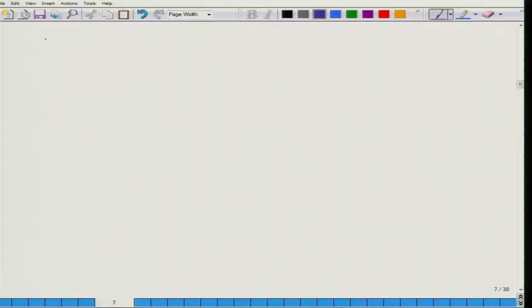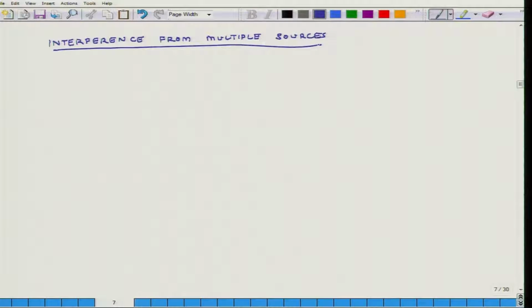So, the theme is interference from multiple sources. That is our theme, multiple sources. What happens when there are multiple sources?